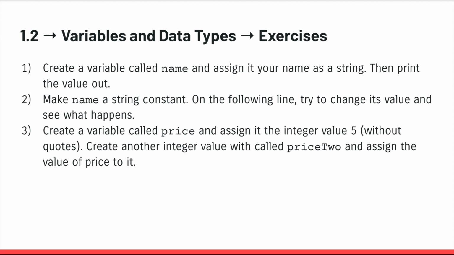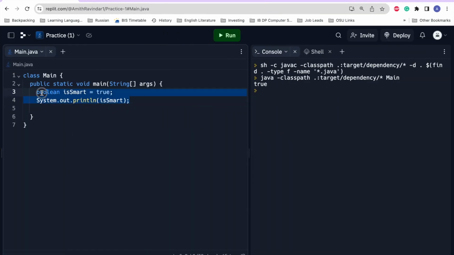So number 1 is create a variable called name and assign it your name as a string, then print the value out. That's pretty similar to one of our first programs. We're going to create a variable called name, and it's going to be of a string data type. So String name equals my name is a myth, and then a semicolon at the end. And then we just want to print it out, System.out.println, and name. Remember, all of this is taking place inside of class main, and then this construct right here. Let's go ahead and run that. Cool, we printed out a myth.